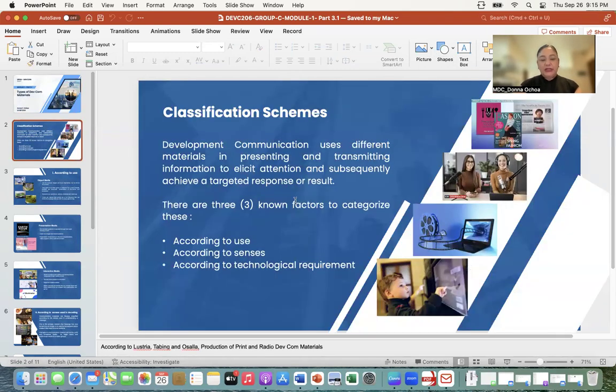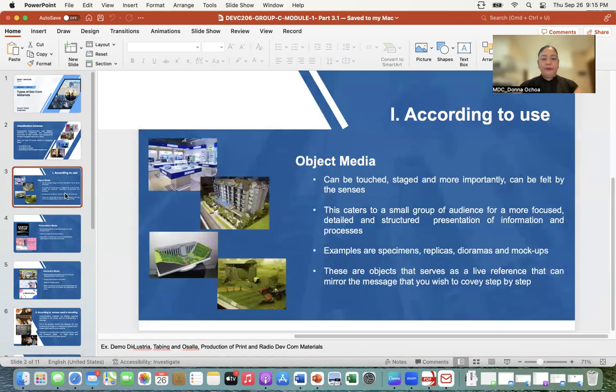According to Lustria, Tabing, and Osalia, classification schemes in development communication use different materials in presenting and transmitting information to elicit attention and subsequently achieve a targeted response or result. There are three known factors to categorize these: according to use, according to senses, and according to technological requirement. According to use is also subdivided into three parts.